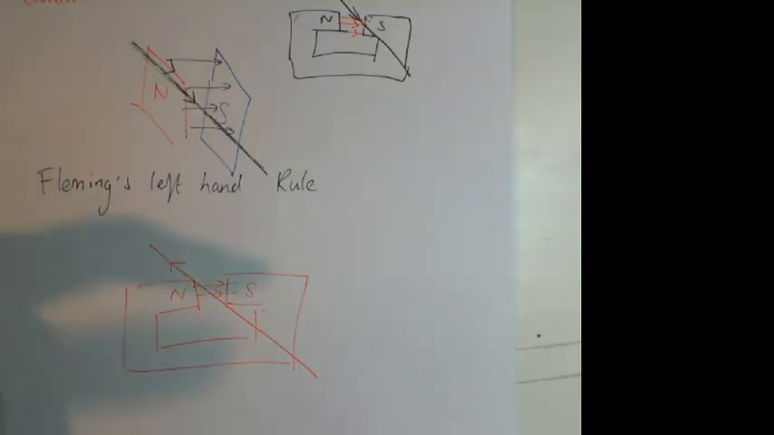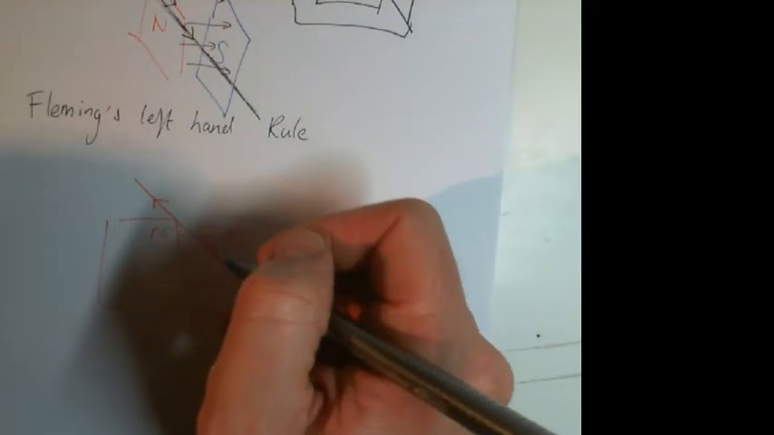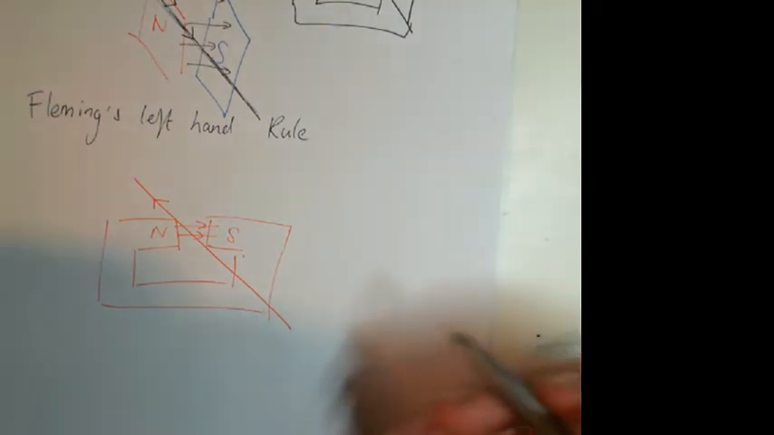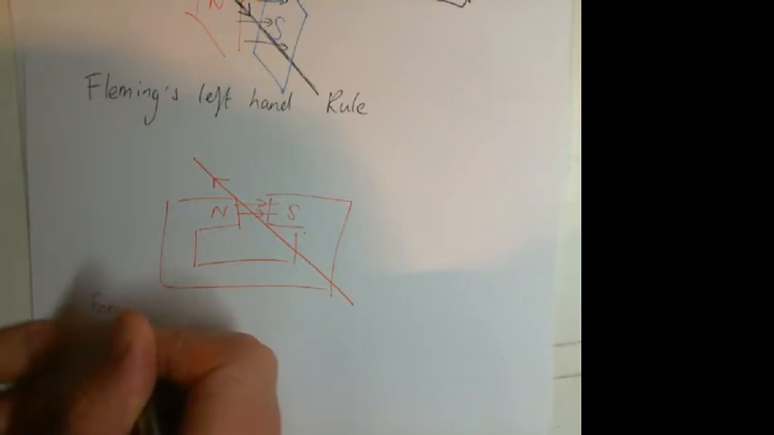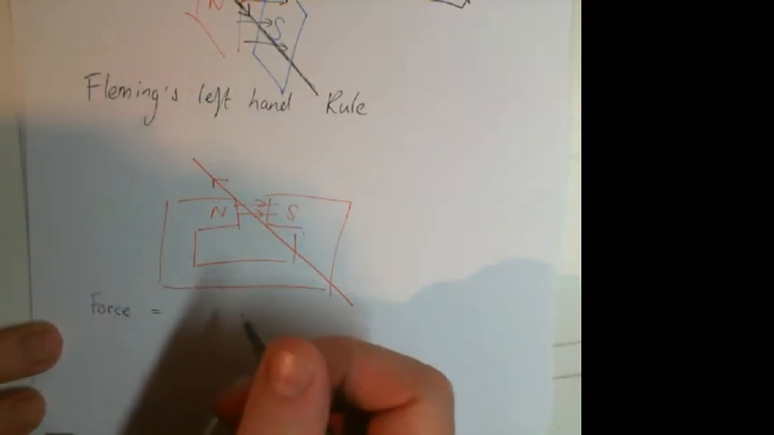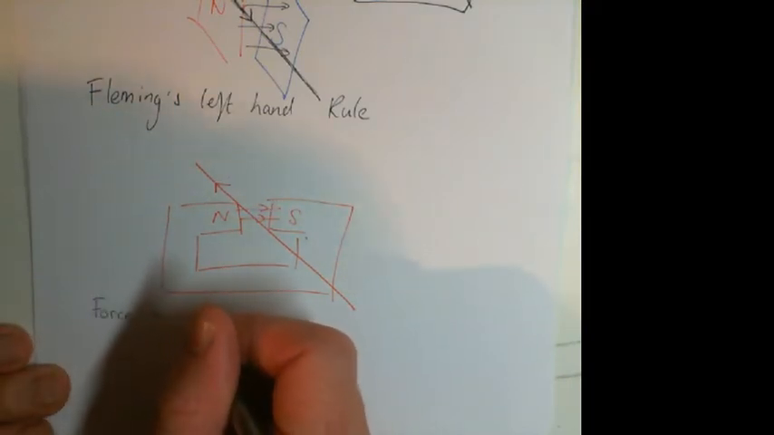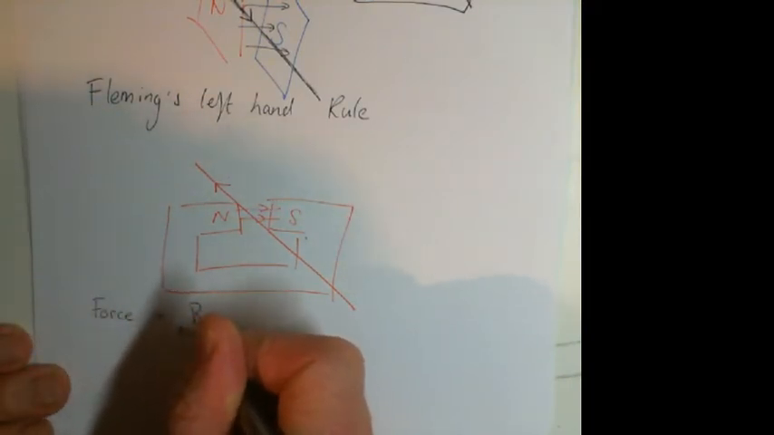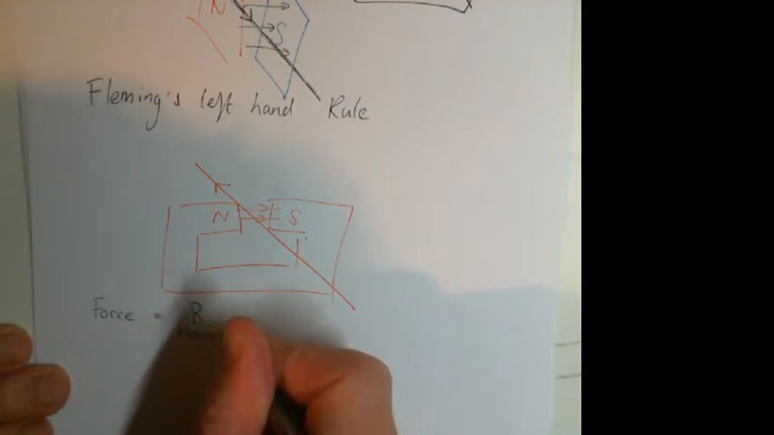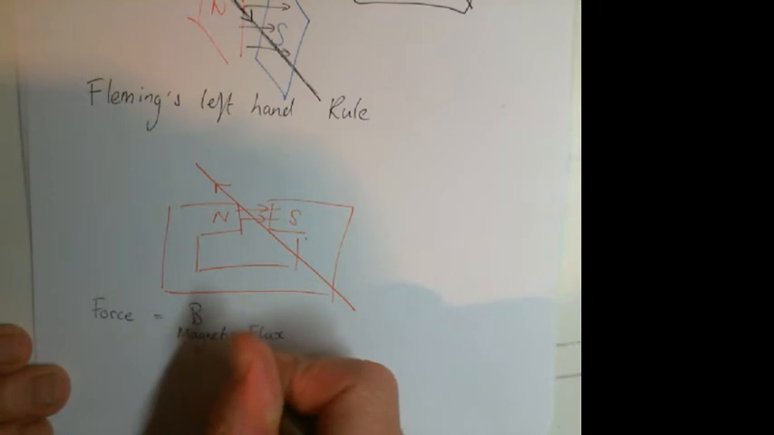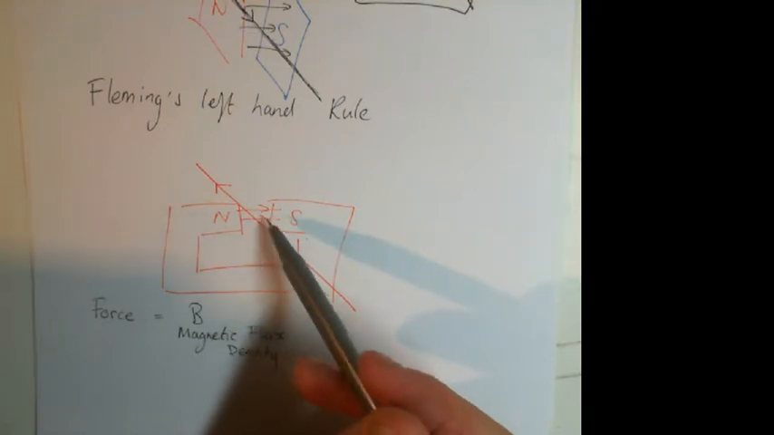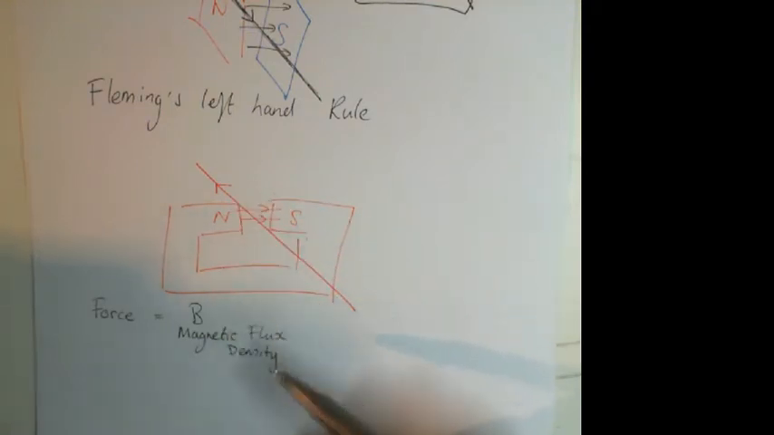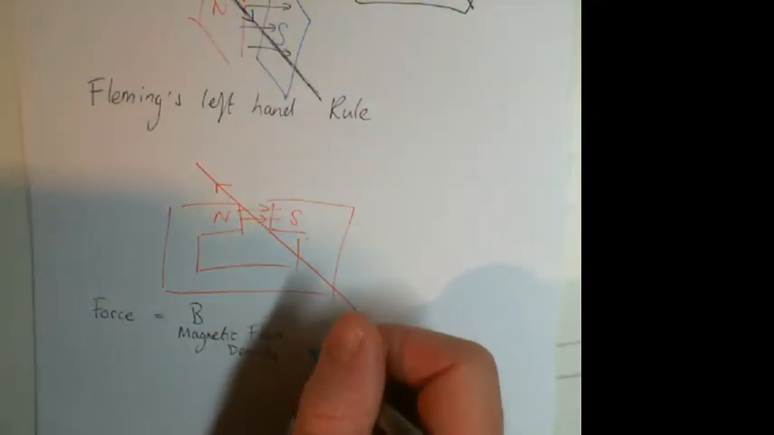And then, because we know from Newton's first law that if something is going from stationary to moving, then there must be a force acting on it, we can work out what that force is. The force is going to be equal to how strong the magnet is, which is B, the magnetic flux density, because you don't care about how strong the magnet is, you care about how strong it is per meter cubed. So you need to know how strong it is compared to how much space it's taking up.